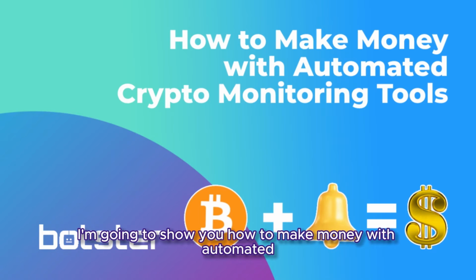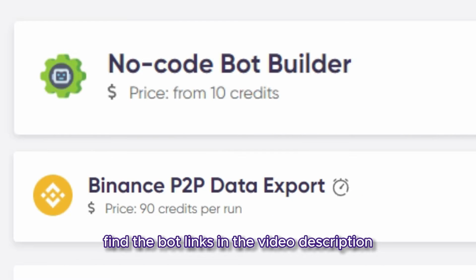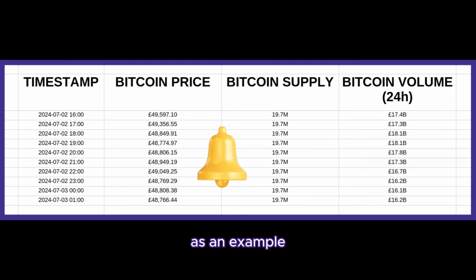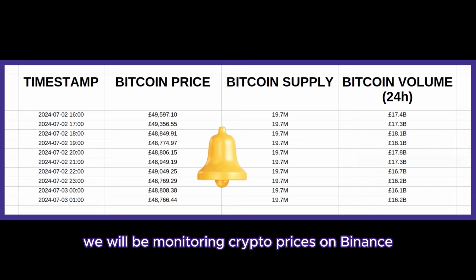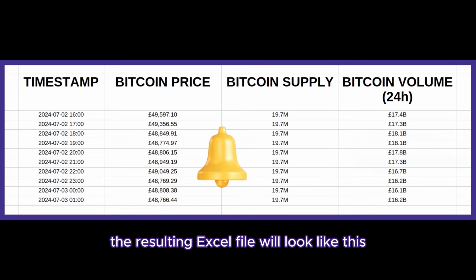In this video, I'm going to show you how to make money with automated crypto monitoring tools. Find the bot links in the video description. As an example, we will be monitoring crypto prices on Binance and on Coinbase. The resulting Excel file will look like this.